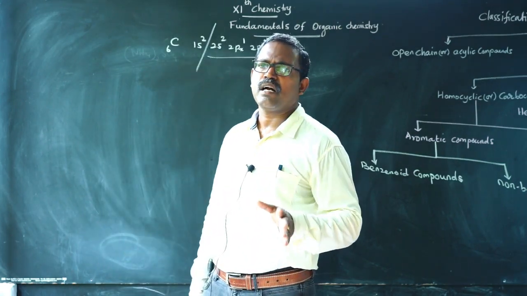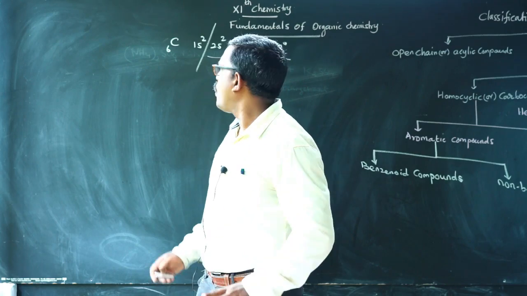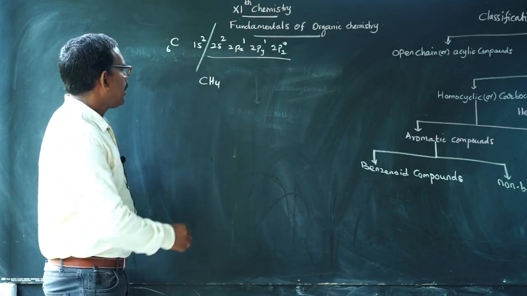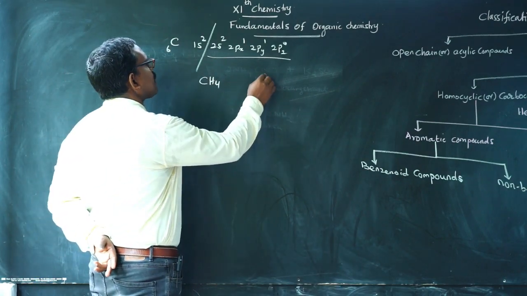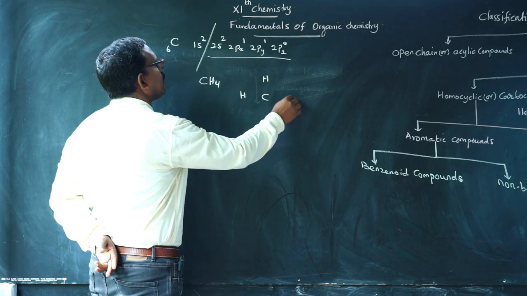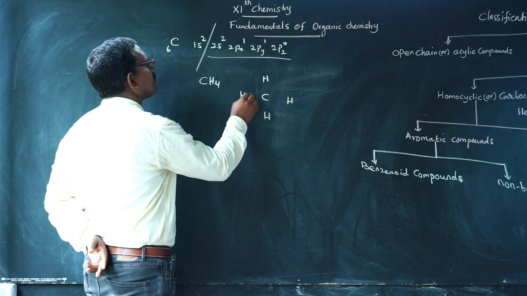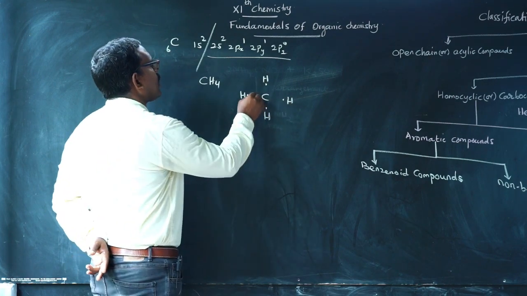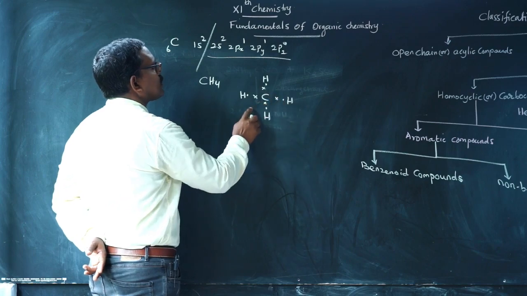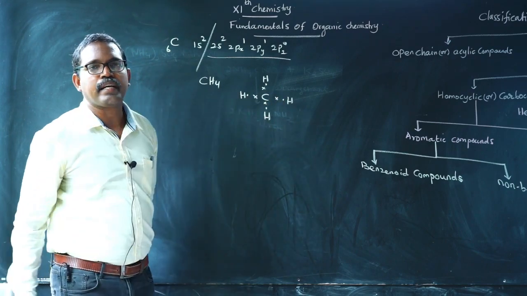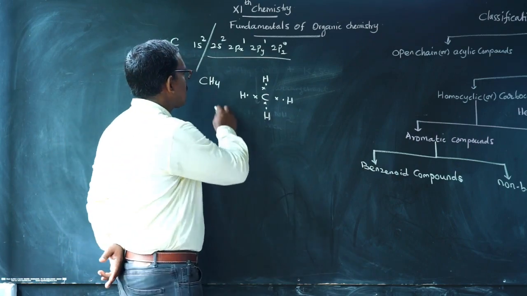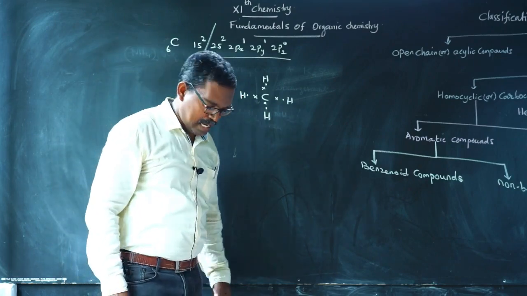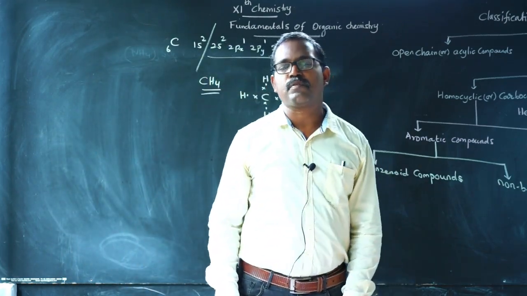Therefore, the valency of carbon is 4. So how is methane formed? The carbon valence shell consists of 4 electrons. Each hydrogen atom's valence shell consists of only 1 electron. So carbon's 4 electrons are mutually shared with the neighboring hydrogen atoms. It leads to the formation of the simple organic compound called methane. This is the tetravalency of carbon.